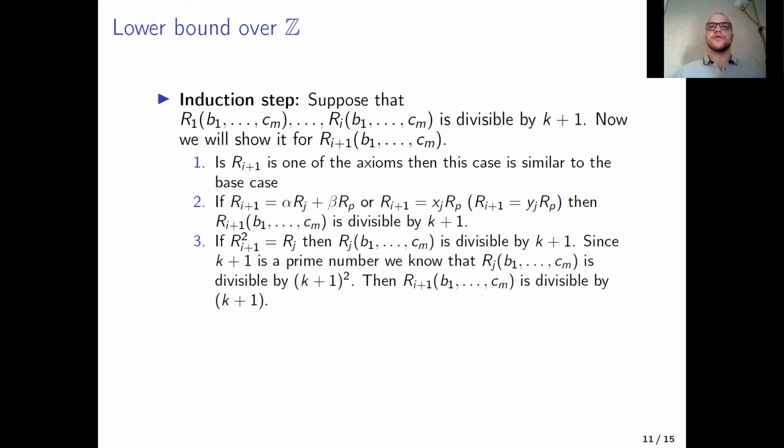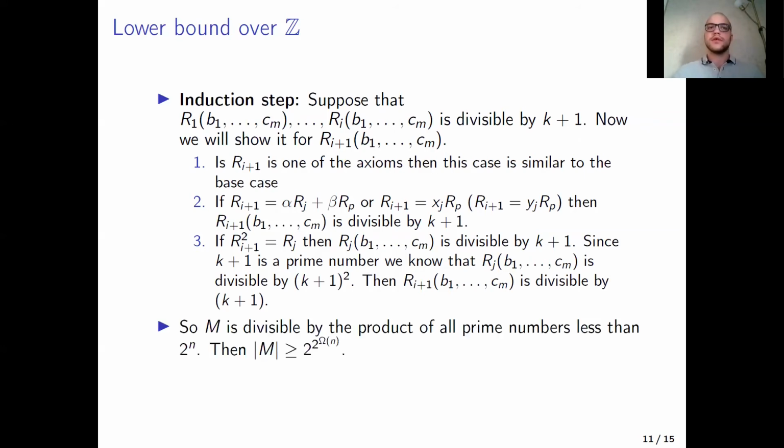And if you use a square root rule, since we know that k plus 1 is a prime number, then from the fact that the polynomial from which we derived by using square root rule was divisible by k plus 1, we know that our polynomial is also divisible by k plus 1. So we know that m is divisible by the product of all prime numbers less than 2 to the power of n. Then we know that it consists of at least an exponential number of bits.